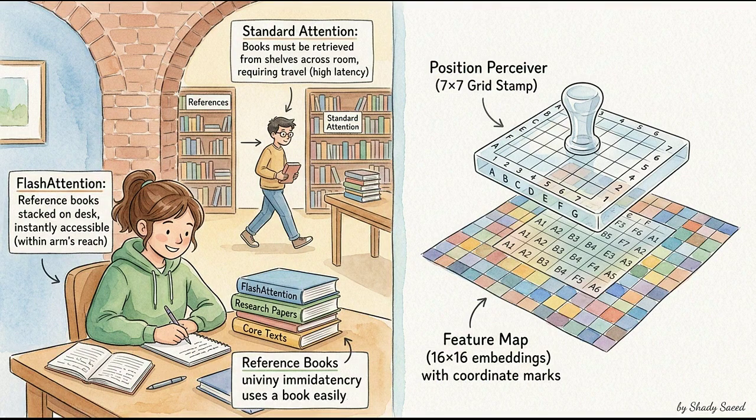Two more tricks make YOLO v12 practical. First, flash attention rewrites the attention kernel to minimize GPU memory reads and writes, like reorganizing your desk so everything you need is within arm's reach instead of across the room. Second, since YOLO v12 removes explicit positional encoding, it adds a 7x7 depthwise separable convolution inside each block, a position perceiver, that implicitly tells the network where each feature sits.